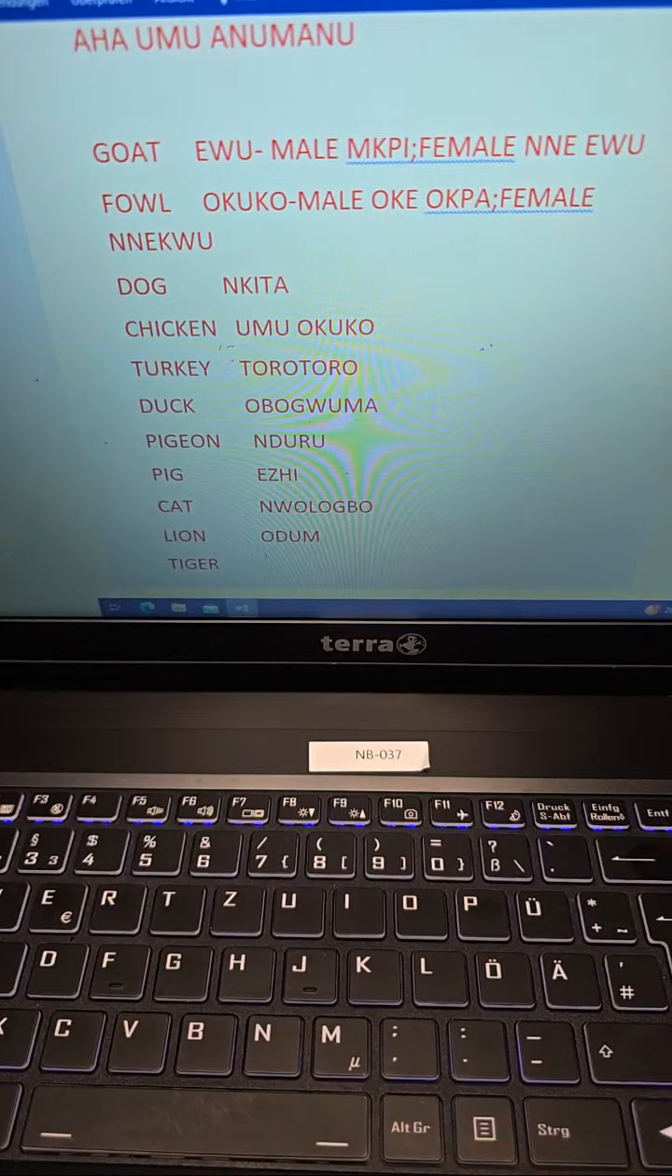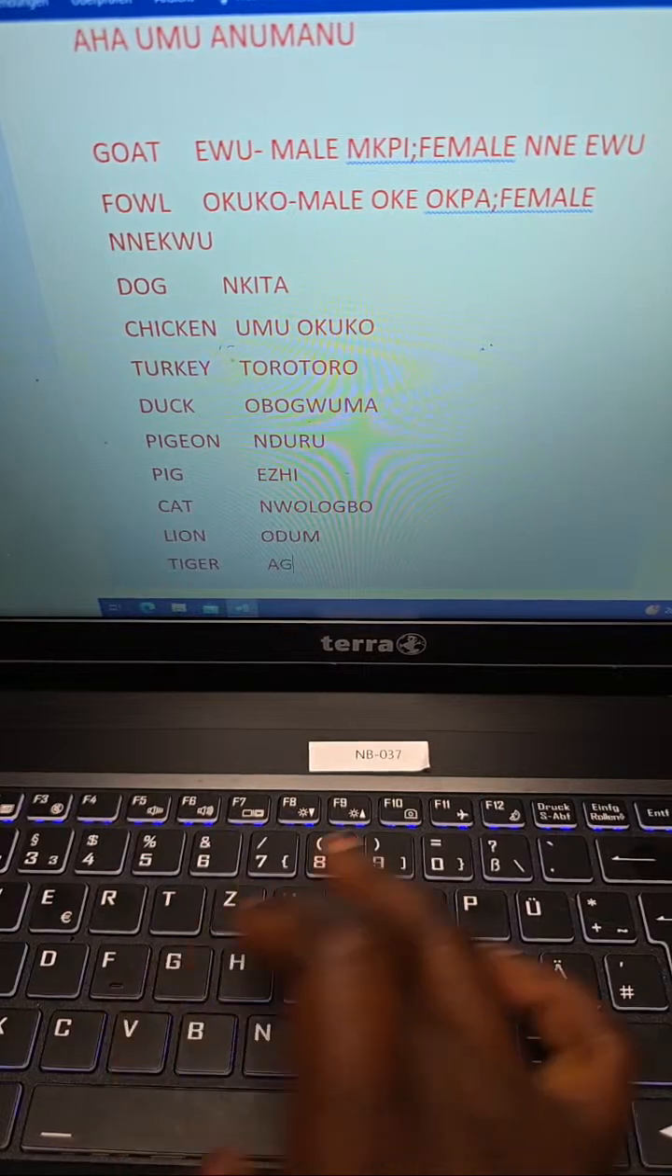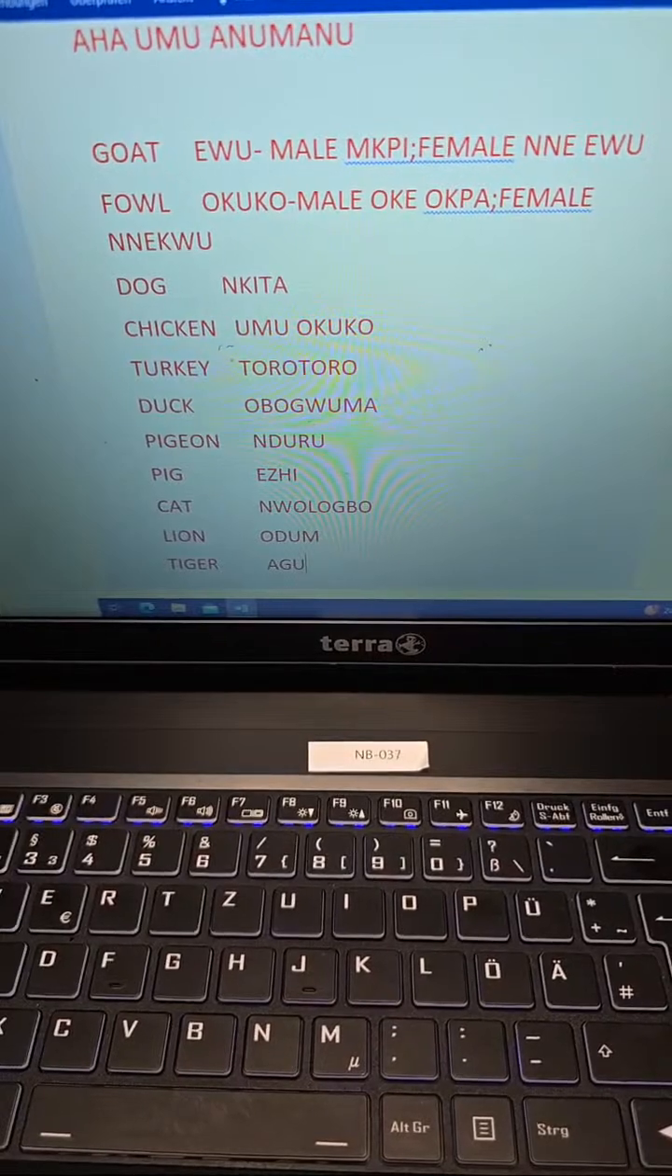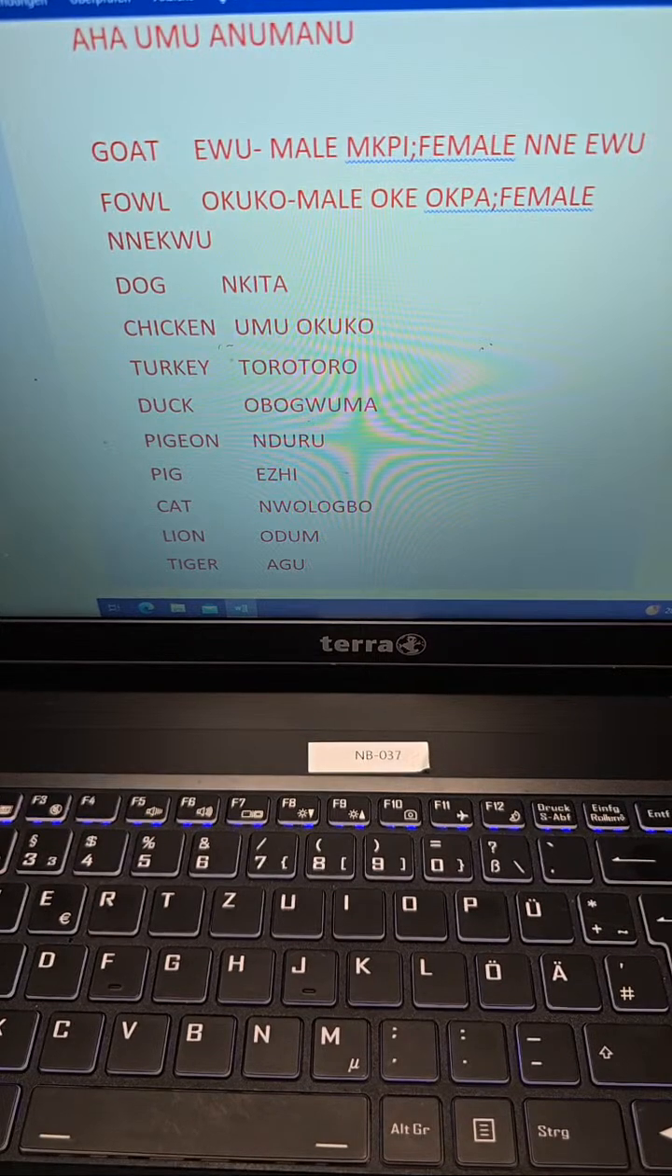The tiger is known as Agu. Tiger is known as Agu.